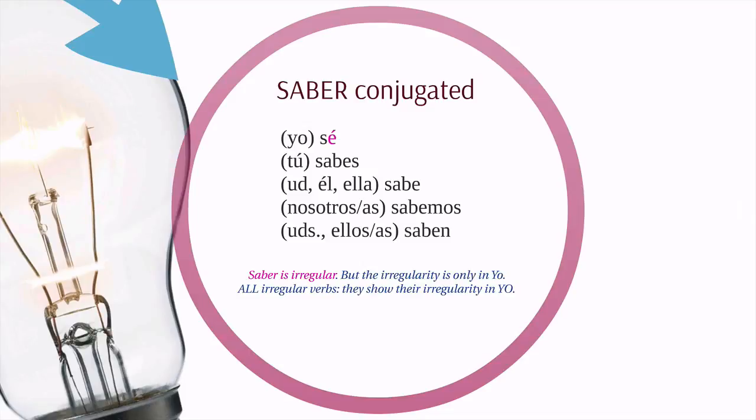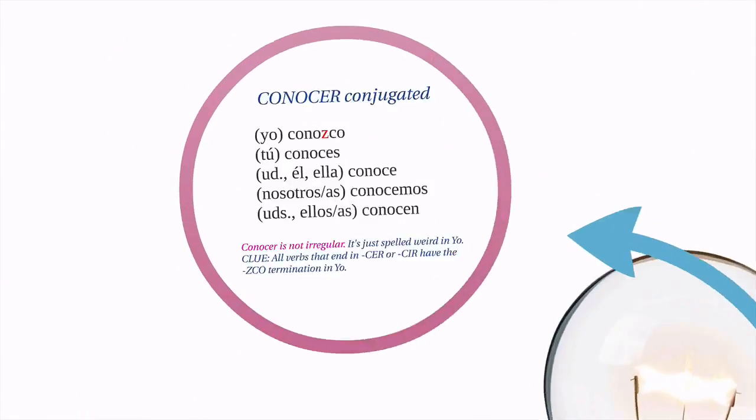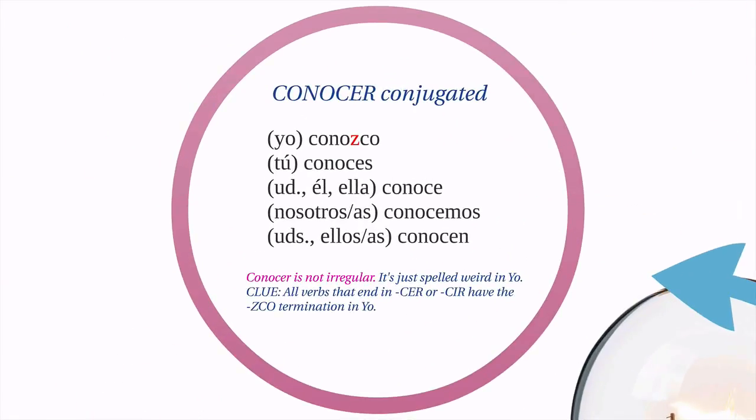Let's say them together without the subject pronouns. Repita, por favor. Sé. Sabes. Sabe. Sabemos. Saben. So notice that after first person, this is really regular. It's saber, it's an ER verb, and it just goes sabes, sabe, sabemos, saben. Good.